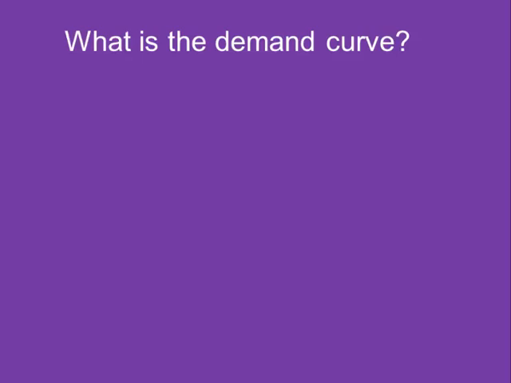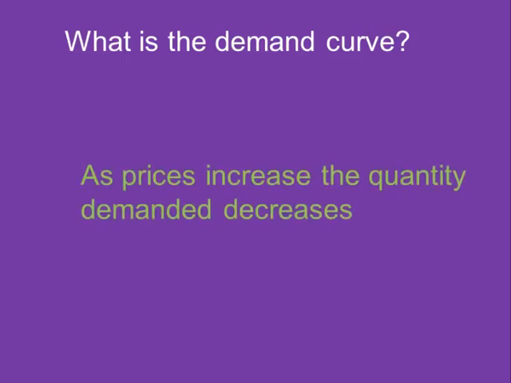Okay, so what is the demand curve? First, let's take a look at what the law of demand is. And the law of demand states that as prices increase, the quantity demanded decreases, which makes intuitive sense. Let's say, for example, you had a bag of Oreo cookies and they cost $1.25 a bag. You could buy a lot of them, couldn't you? But let's say all of a sudden those Oreo cookies are $10 a bag. You're probably not going to buy too many bags of Oreo cookies.